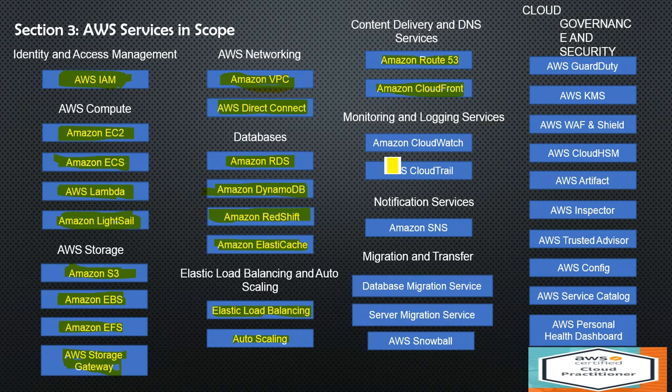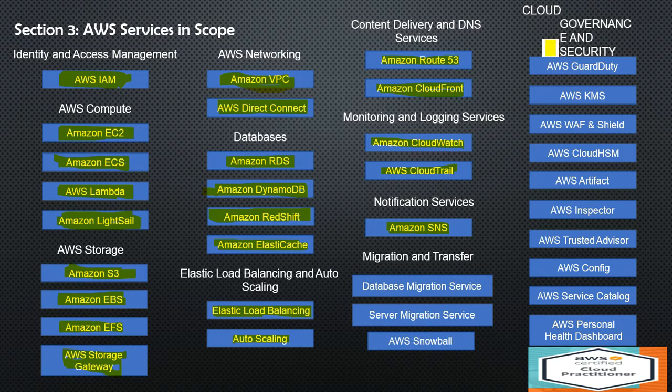And then you have the monitoring and logging services. You have Amazon CloudWatch and CloudTrail for that. And the notification service is Amazon SNS, Simple Notification Service. And then for migration and transfer, you have Database Migration Service, Server Migration Service, and AWS Snowball. And there's one more thing that is called the Snowmobile. I don't think that is here, but I'll be explaining a little bit about it.